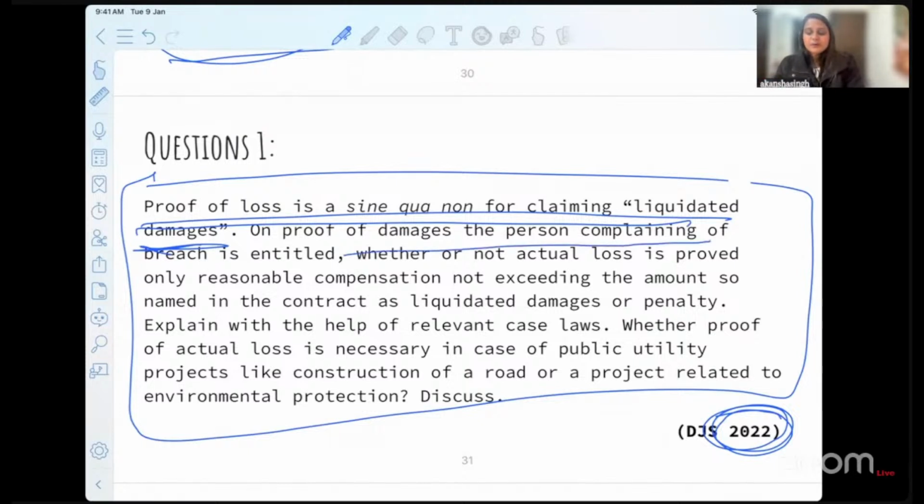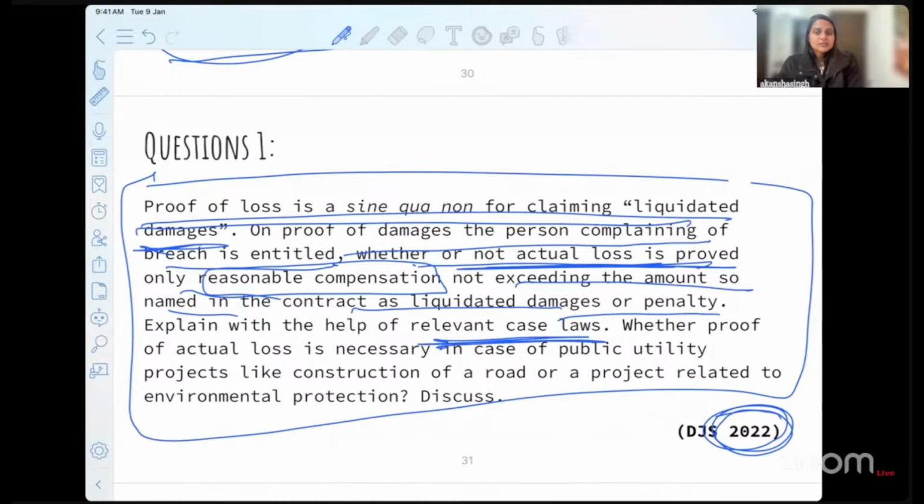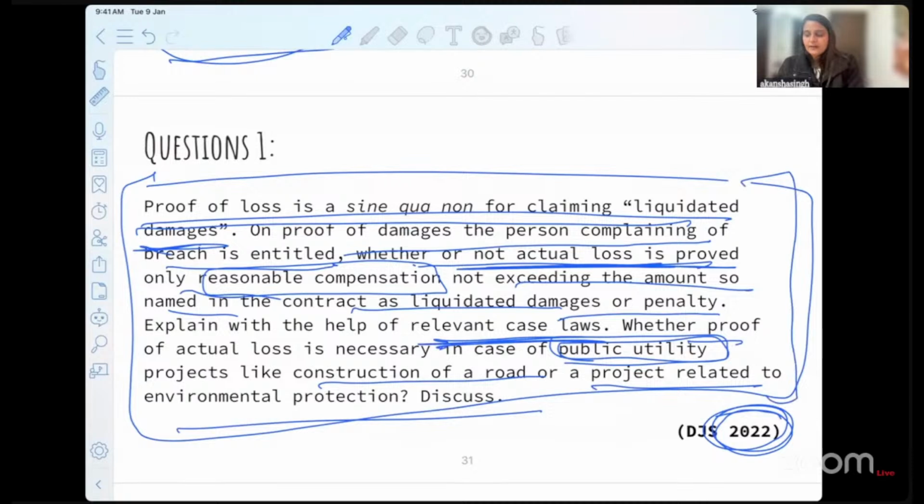On proof of damages, the person complaining of breach is entitled, whether or not actual loss is proved, only reasonable compensation not exceeding the amount so named in the contract, liquidated or penalty. Explain with the help of relevant case laws, all the case laws that we discussed today, whether proof of actual loss is necessary in cases of a contract of public utility projects, like construction of road project, one person selling the property to the other, not being able to fulfill, do we have to prove actual loss or not? So if you have read with me in my class all these cases today, you will be in a very good position to attempt this particular question.